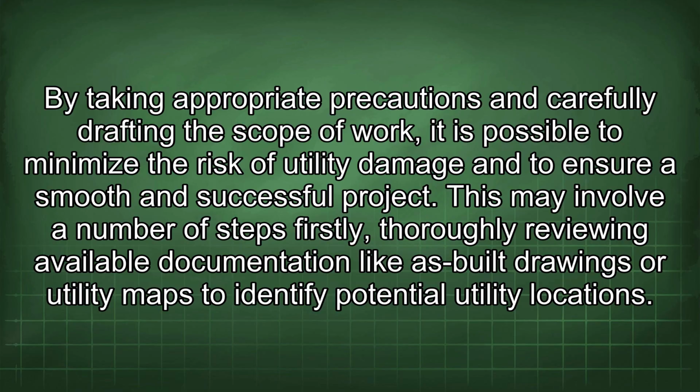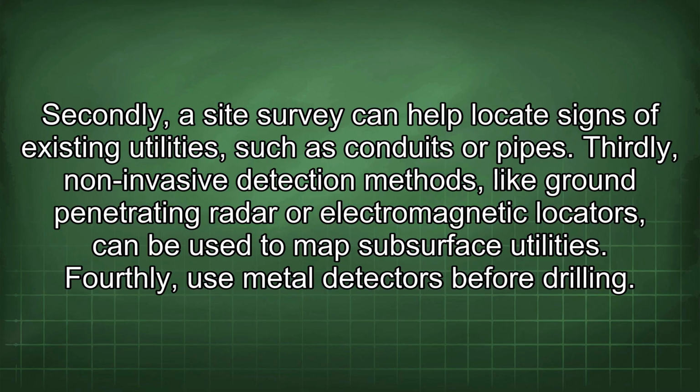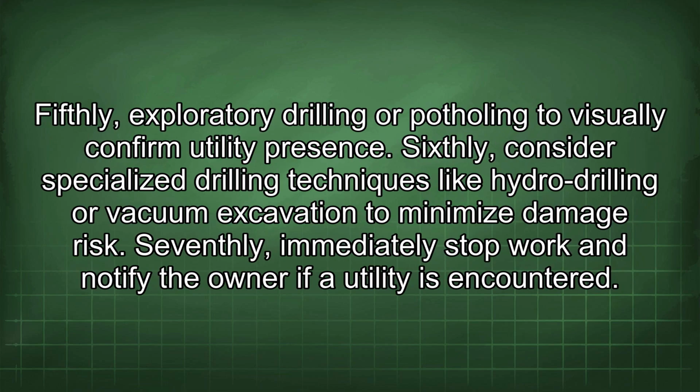This may involve a number of steps. Firstly, thoroughly reviewing available documentation like as-built drawings or utility maps to identify potential utility locations. Secondly, a site survey can help locate signs of existing utilities, such as conduits or pipes. Thirdly, non-invasive detection methods, like ground-penetrating radar or electromagnetic locators, can be used to map subsurface utilities. Fourthly, use metal detectors before drilling. Fifthly, exploratory drilling or potholing to visually confirm utility presence.